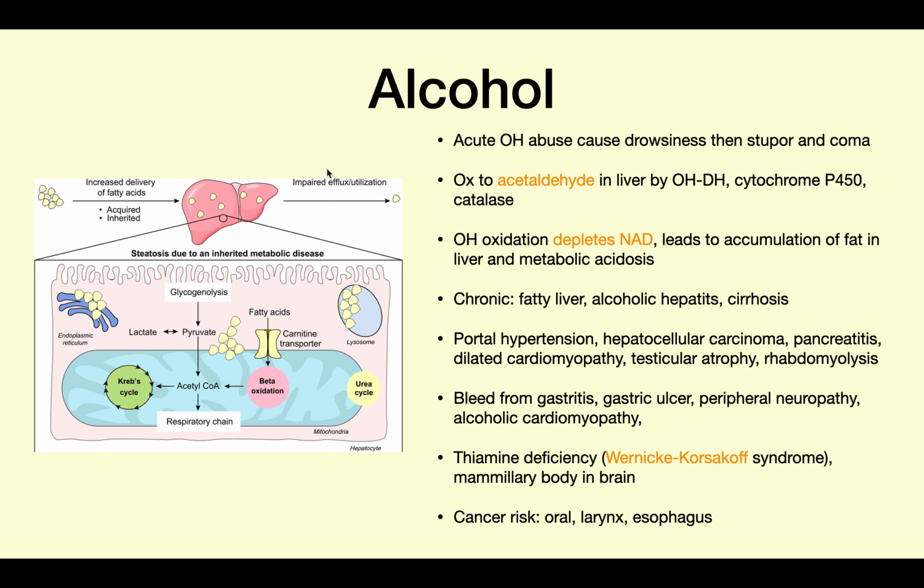Okay, so acute alcohol abuse is going to cause drowsiness, and then there's going to be a stupor, and then lastly a coma, thanks to a CNS depressant. So it's going to be oxidized to acetaldehyde in the liver by alcohol dehydrogenase, cytochrome P450, and catalase. Alcohol oxidation is going to deplete NAD, which leads to the accumulation of fat in the liver and metabolic acidosis.